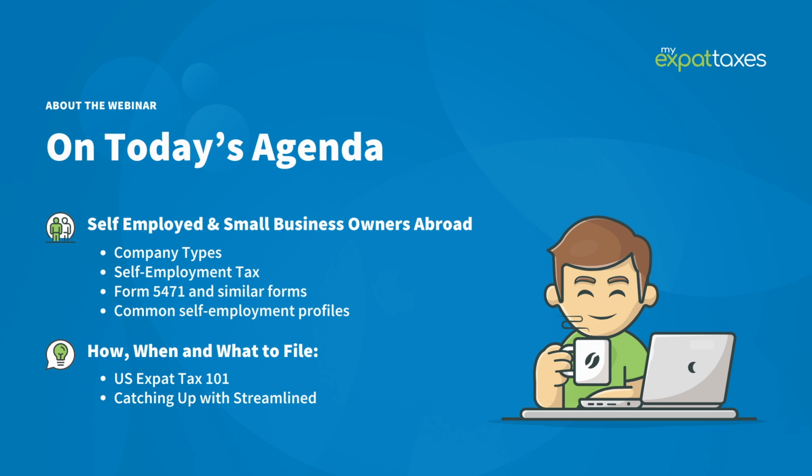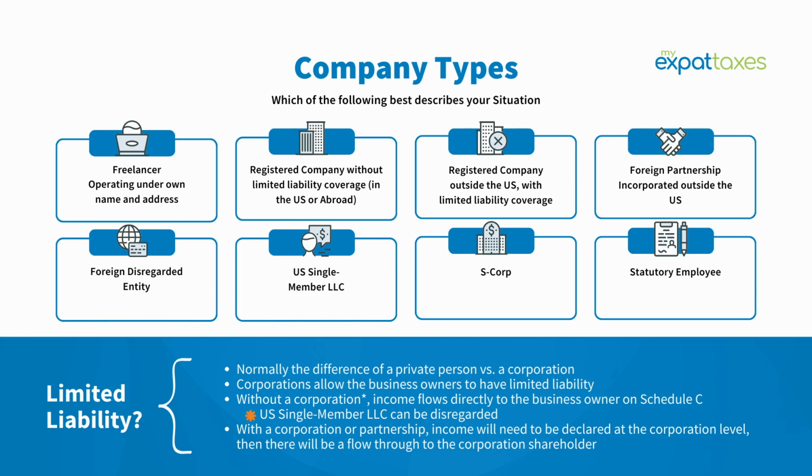So, company types. There's a lot of different types of companies. You can be a freelancer, right? A self-employed person, sole proprietorship. You're just one person operating, probably under your own name. And yeah, just doing business.